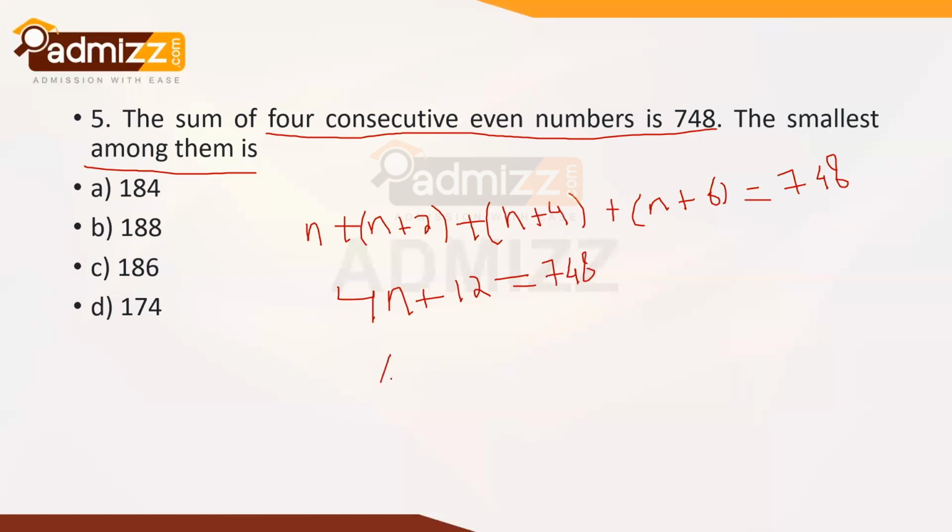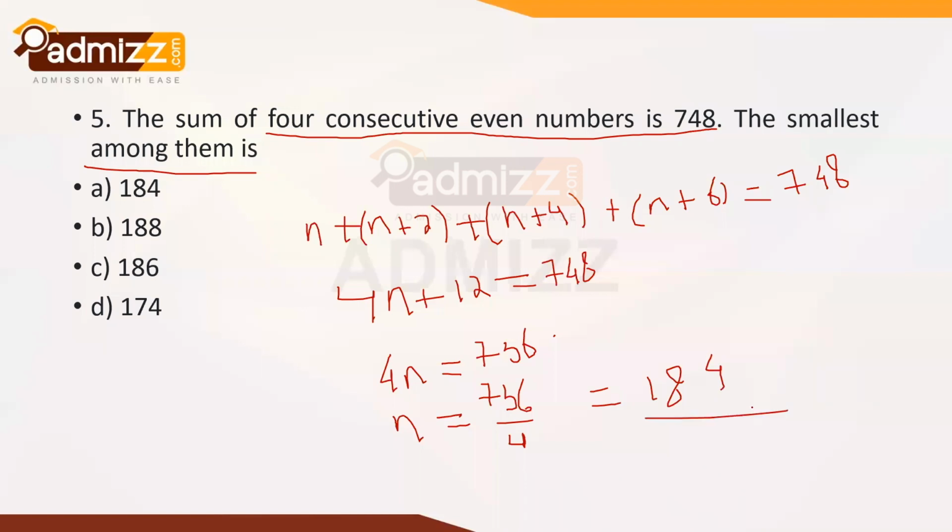So once you subtract 12 from both sides, we get 4n equals 736, and n is equal to 736 divided by 4, which is equal to 184, which is the correct answer in this case. Is everyone clear on this?